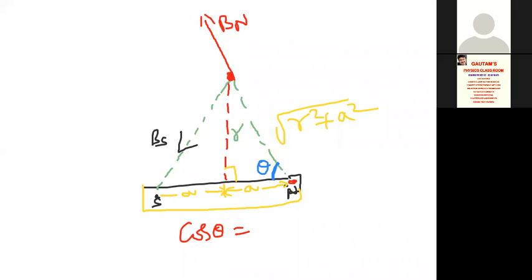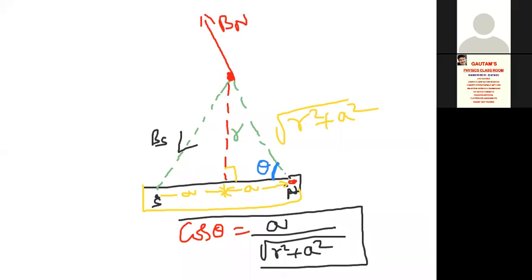So cos theta means I can write a by square root of r square plus a square. Leave it about this one. Now I think you understood how we got cos theta. For that I have taken this triangle. In this triangle, what is cos theta? Adjacent by hypotenuse. So a by square root of r square plus a square.